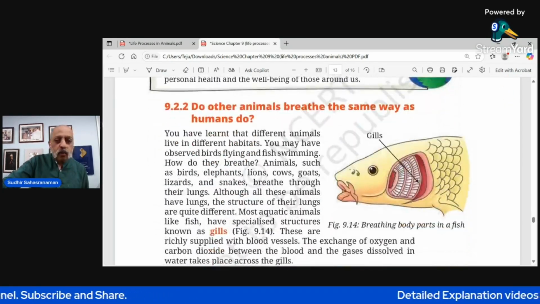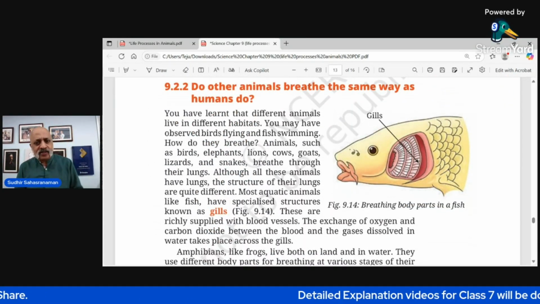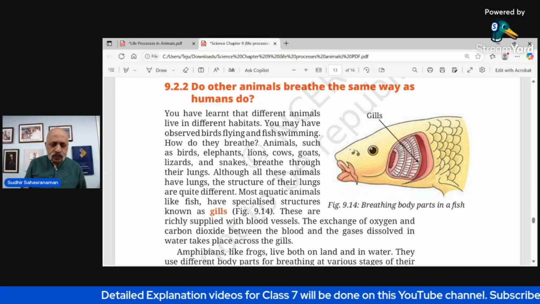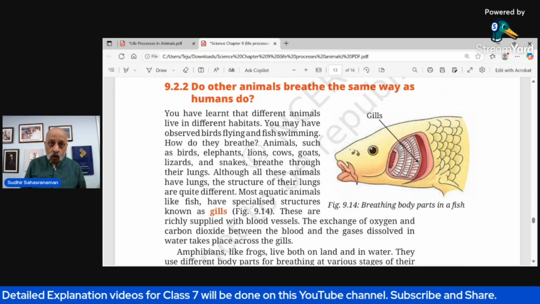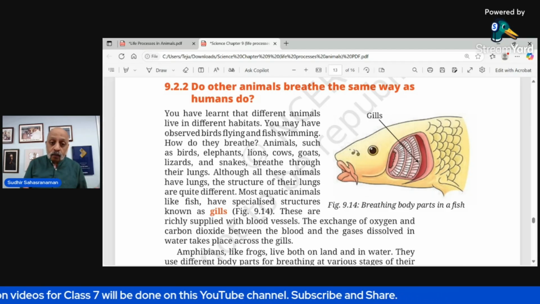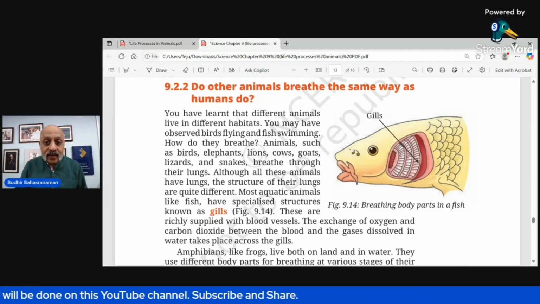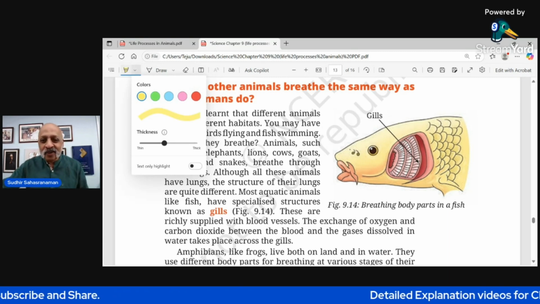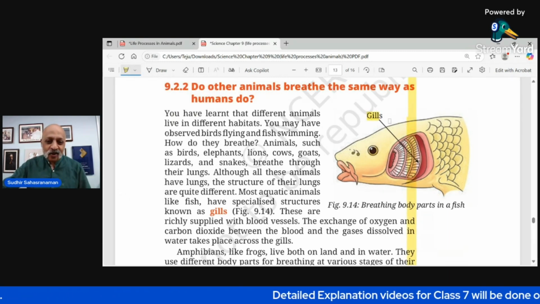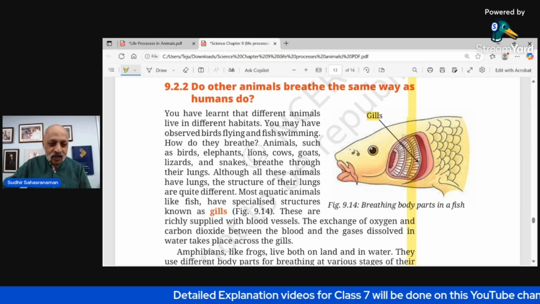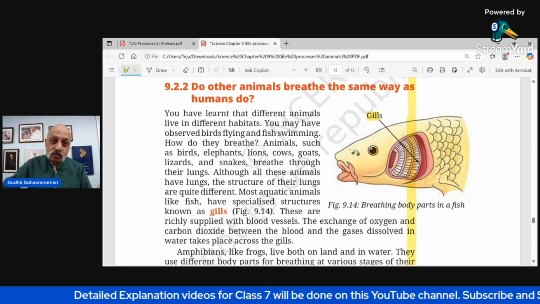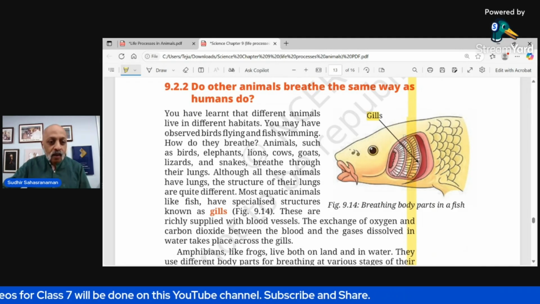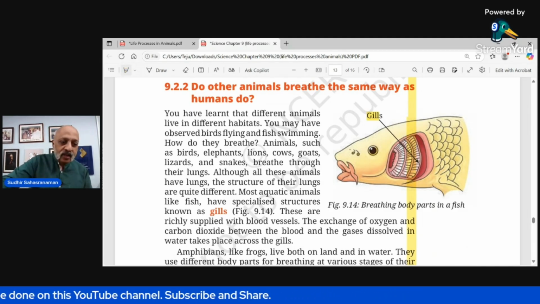Okay. What about other animals? What do they do? Now this is fascinating. What about the fish? Now fish, they also swim, obviously. So how do they breathe? They have something called the gills. Okay, this is not Shubman Gill, this is gill. So animals such as birds, elephants, lions, goat, cows, lizards, and snakes breathe through their lungs. But the aquatic animals like fish, they have the gills.